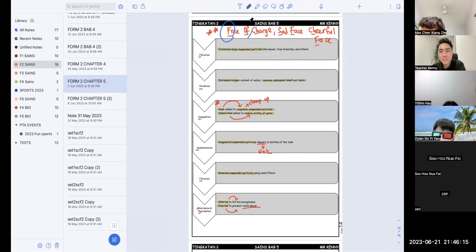Okay. Filtration, oxidation, coagulation. Sediment, filter, chlorine, fluorine. All good? Right already?